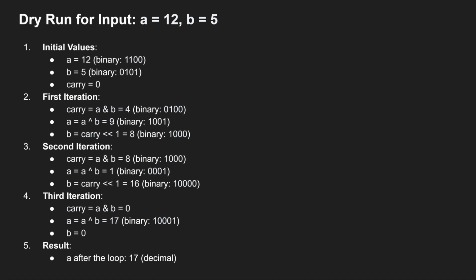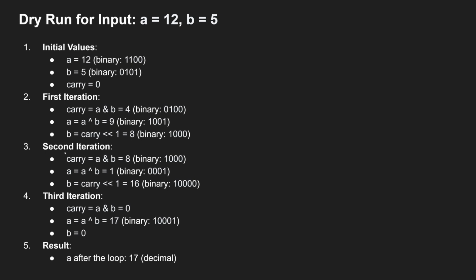So that would be the value of 9, and b carry left rotation by 1. So if we rotate this here, it becomes 1 0 0. So basically it comes as 4, 9 and 8.